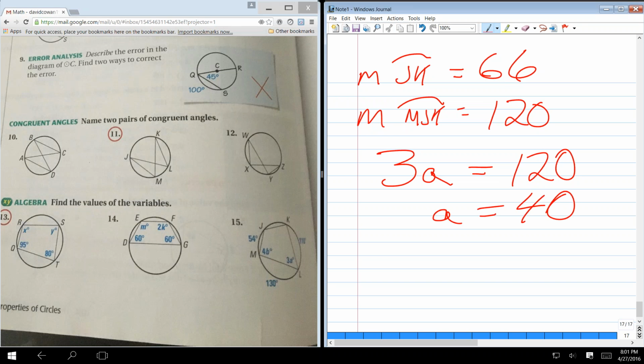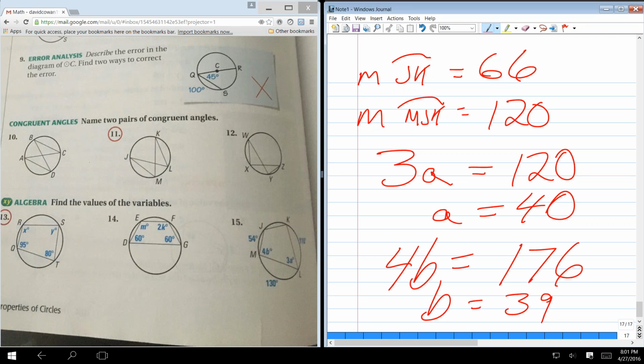Now, what is the arc measurement that is subtended by angle M? So that one would be JKL. Correct. What's the measurement of that arc? 66 plus 110, which is 176. Yeah. And that's the complete arc that is subtended by angle M, so 4B is equal to that. Exactly. So 176 divided by 4 is 44. Cool. All right.